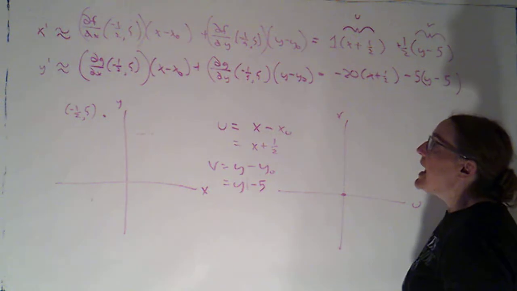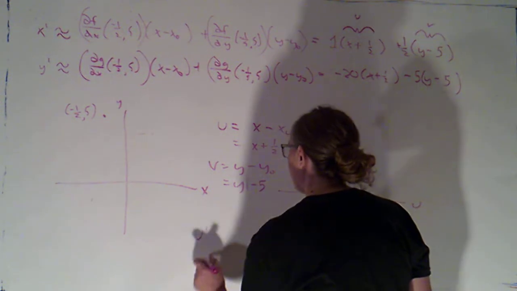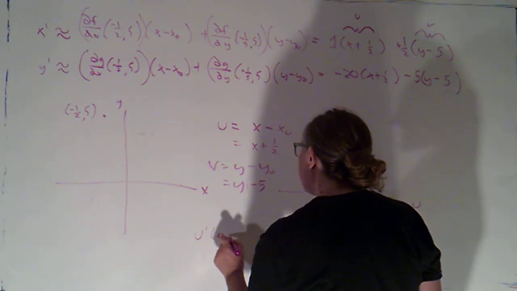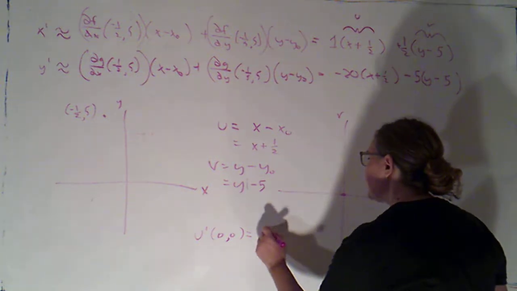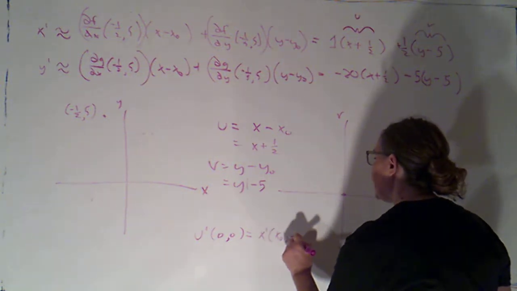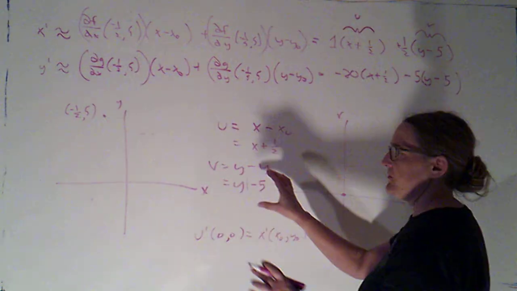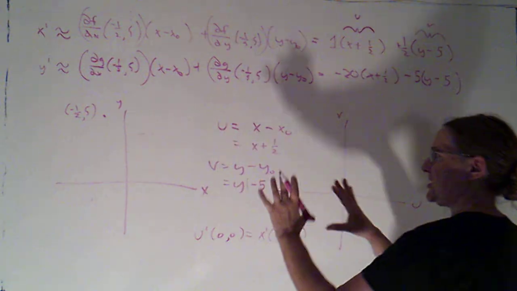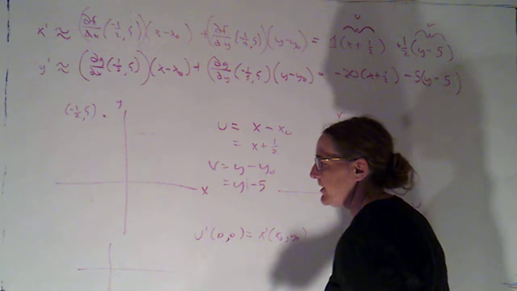Okay. And I can now start talking about u prime and v prime. u prime at the origin is going to be exactly the same as x prime at x naught, y naught. Because I'm not just picking up that point and moving it, I'm picking up my entire phase plane and just moving it. An analogy from single variable calculus.